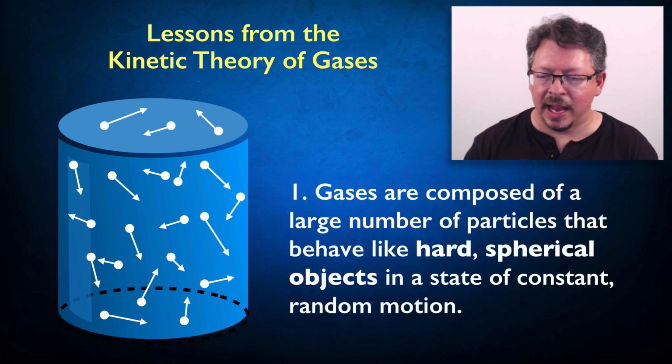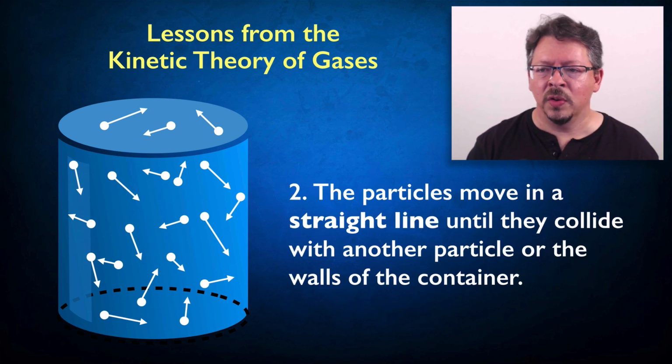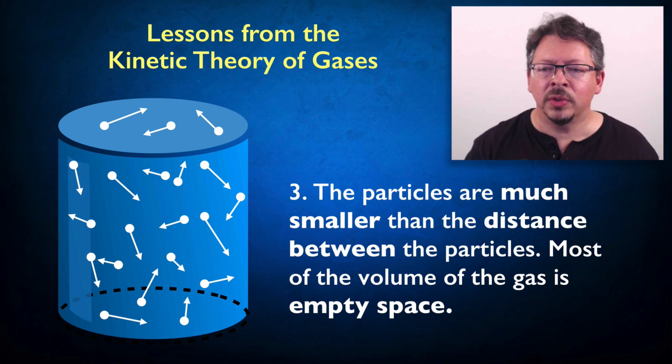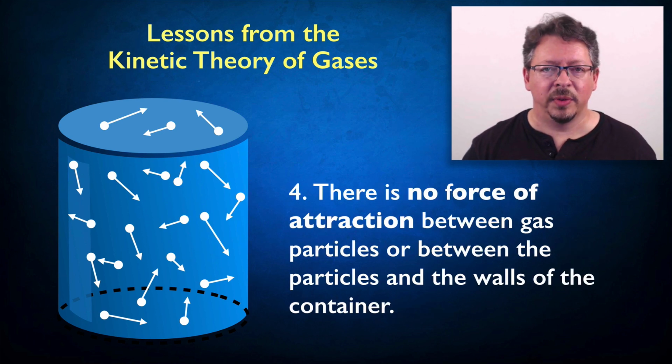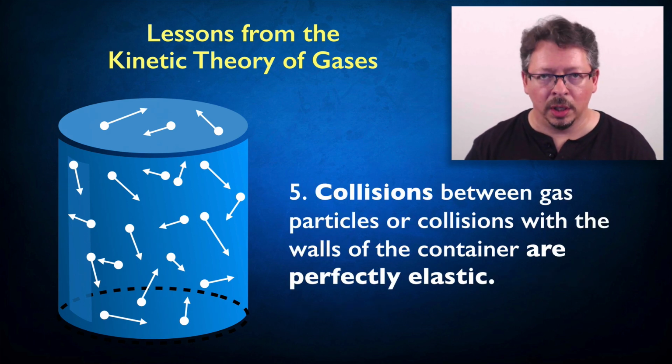Number one, gases are composed of a large number of particles that behave like hard, spherical objects in a state of constant, random motion. Number two, the particles move in a straight line until they collide with another particle or the walls of the container. Number three, the particles are much smaller than the distance between the particles. Most of the volume of the gas is empty space. Number four, there is no force of attraction between gas particles or between the particles and the walls of the container. Number five, collisions between gas particles or collisions with the walls of the container are perfectly elastic.